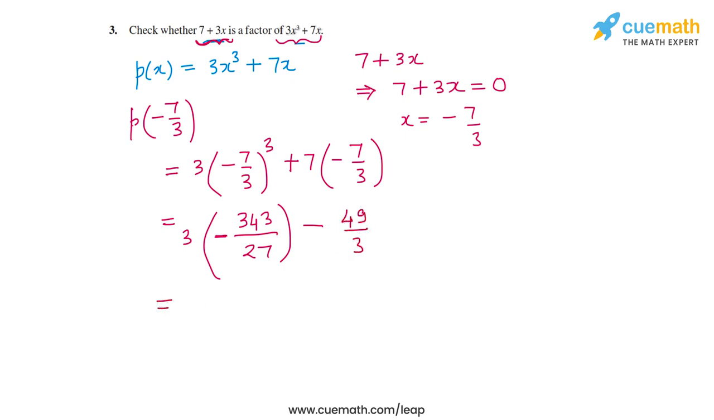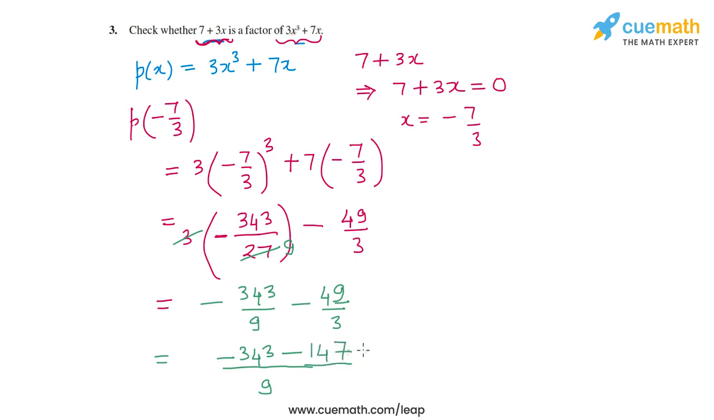So if I further simplify this, I have 3 and 27, this gives me 9. So minus 343 by 9 minus 49 by 3. So I can actually take an LCM here, and this will give me 9, and here I have minus 343, and I will have to multiply 49 with 3, so that's minus 147. So 343 and 147, and there's a negative sign, so that's minus 490 by 9.